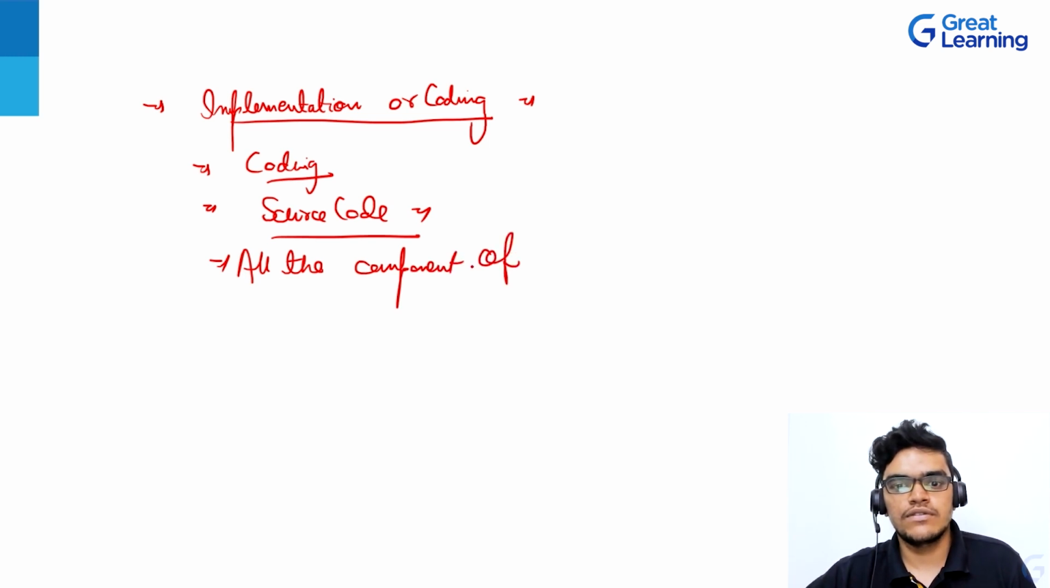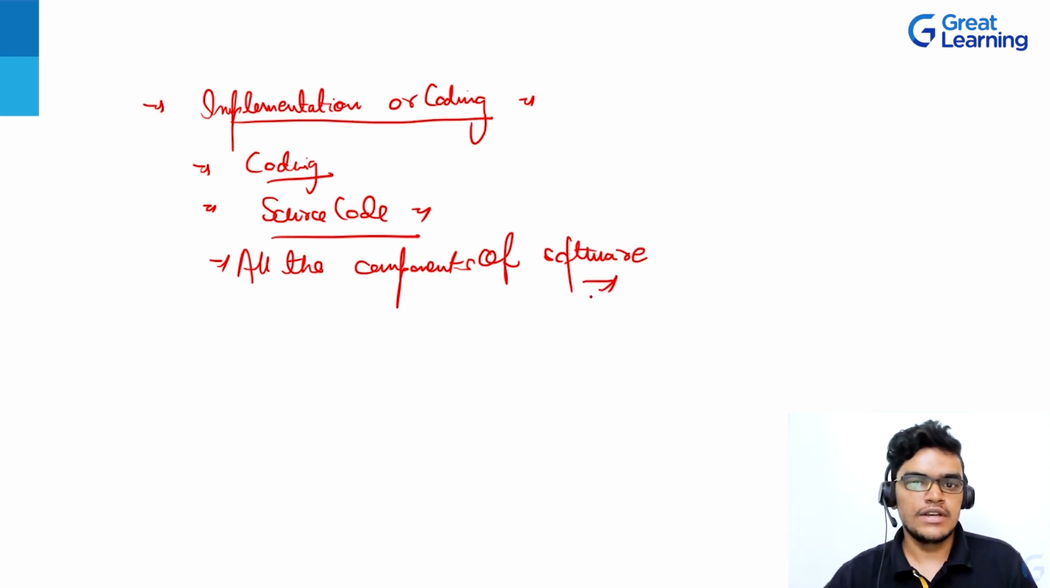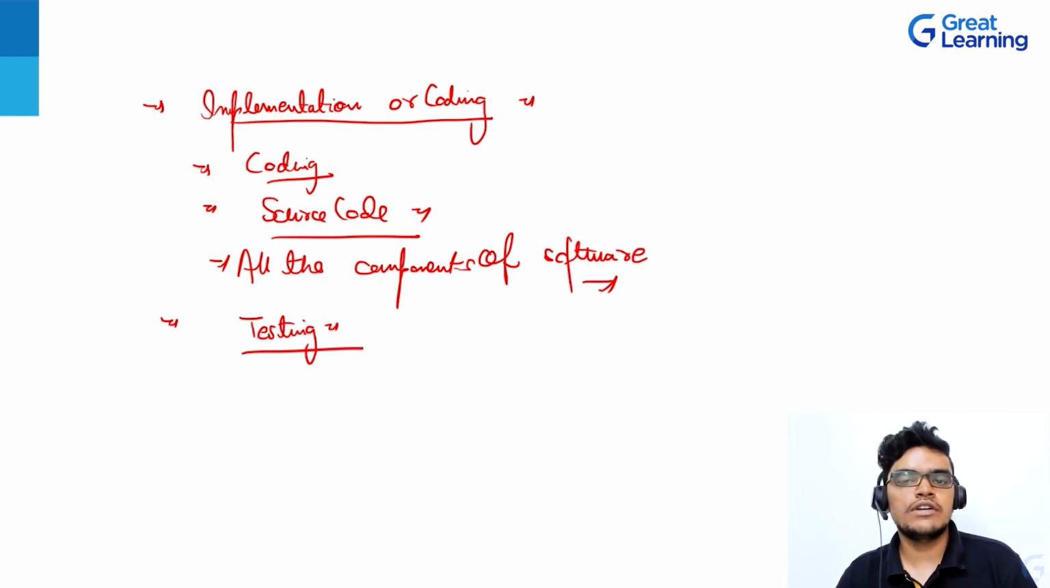All the components of software will be implemented in this phase itself. So this is the basic idea about implementation or coding. Now, the next phase that we are having is testing. So talking about testing, when testing will be done. So once your coding has been done, then only you can do the testing.